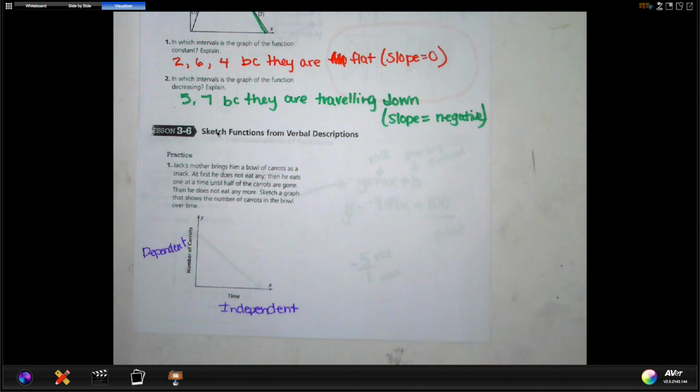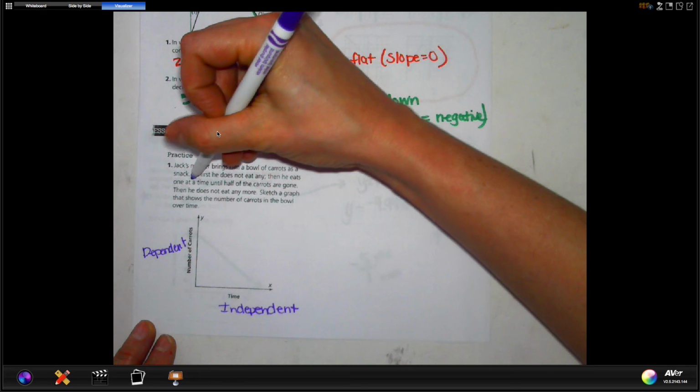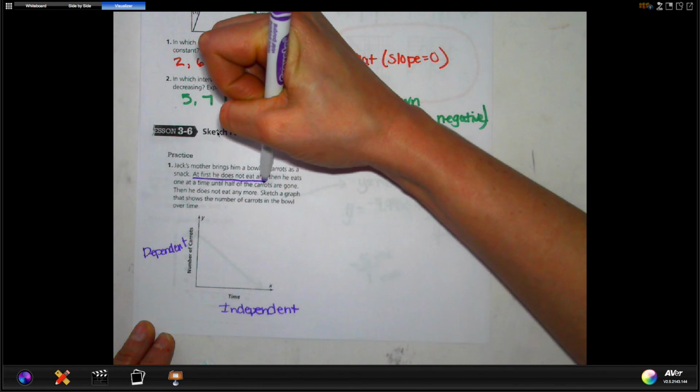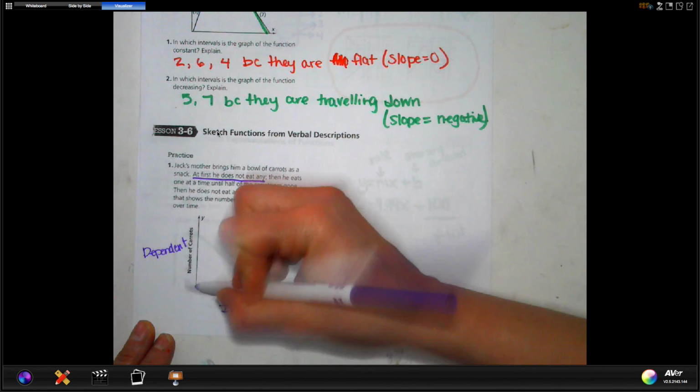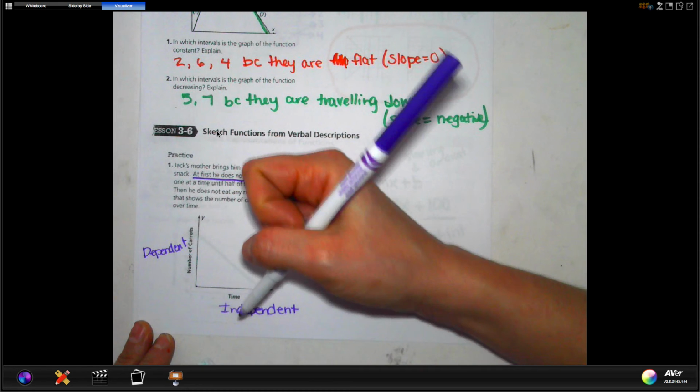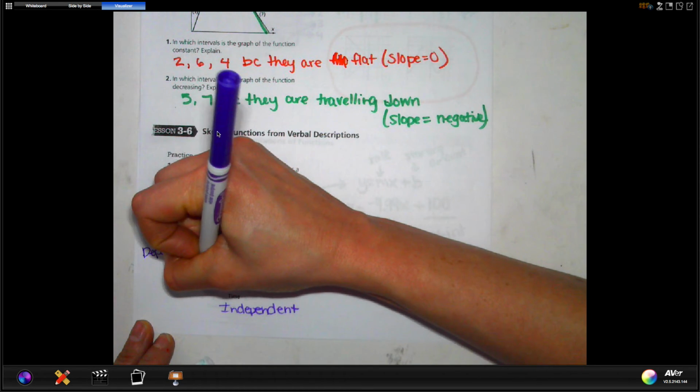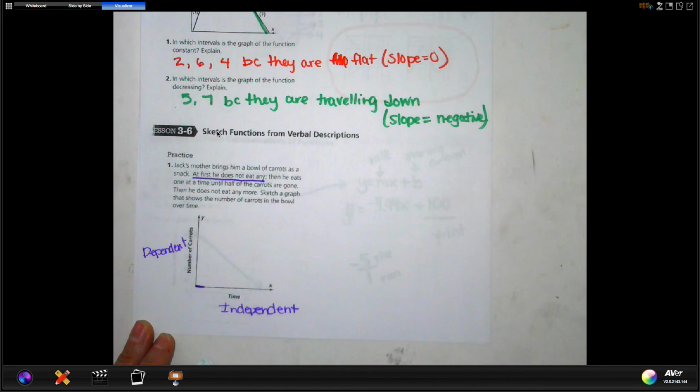Okay, so let's talk about this. This was a weird one. So we're going to sketch this graph. Go piece by piece. It says at first he does not eat any, right? So starting here, where does the line go at first? It's constant right at the bottom. He eats 0 of them, right?